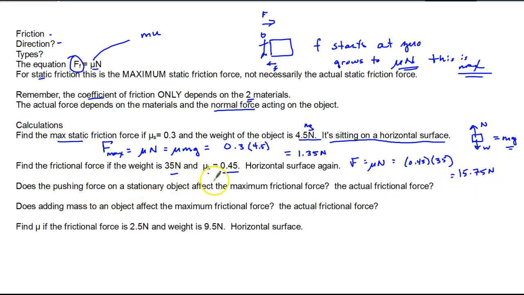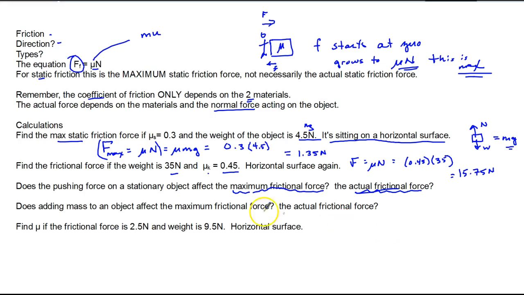Does the pushing force on a stationary object affect the maximum frictional force? No. But the actual frictional force, yes. So if this guy is pushing this box that has a certain coefficient of friction with the ground, that frictional force will be equal and opposite to his pushing force until his pushing force gets as big as mu n, gets as big as that maximum force. So the actual frictional force that's being experienced does depend on the pushing force, but the maximum that it can be does not.